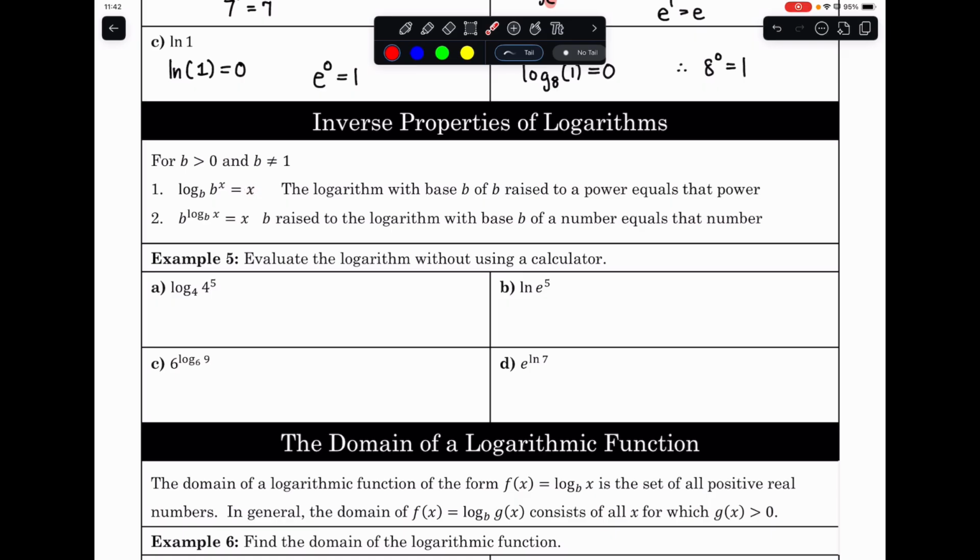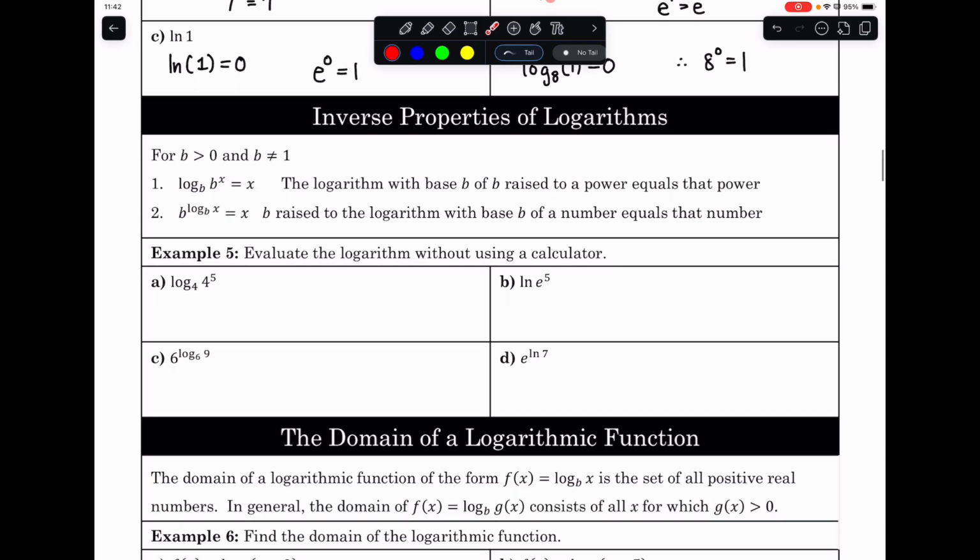So for example, look at 5a and 5b. Here we have the log base 4 of 4 to the 5th power. Since these two values again match up, that value is going to end up being the exponent of 5. And the same thing with natural logs: natural log of e to the 5th power.